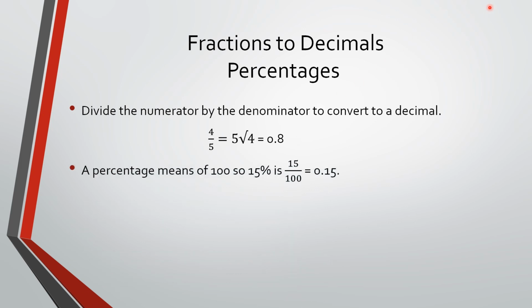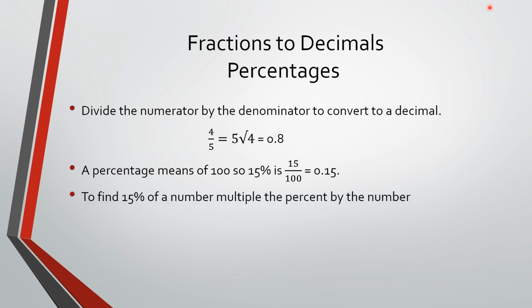A percentage means out of 100. So 15% is 15 divided by 100, and as a decimal that is 0.15. To find a percentage of a number, we merely multiply the number by the percent. So if we set up the equation, this would be 15% times 40. We haven't quite discussed how to do that yet, so let's look at the next slide.